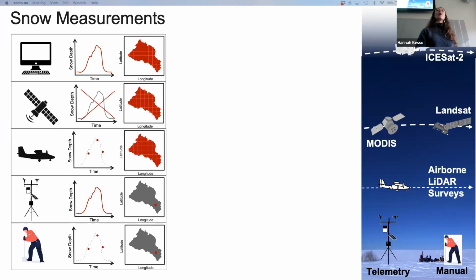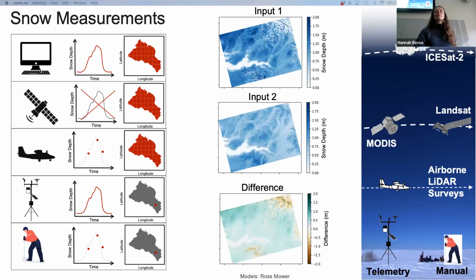Finally, we can model snow depth, which can give us information in both time and space. However, depending on the inputs that we choose to give our models, we can get drastically different results that are not always constrained well. So this is just one example of different weather inputs, different meteorological forcings that are given to a snow model, and the differences that result between the results from both of those inputs can be on the order of 4 meters, which is quite a lot.